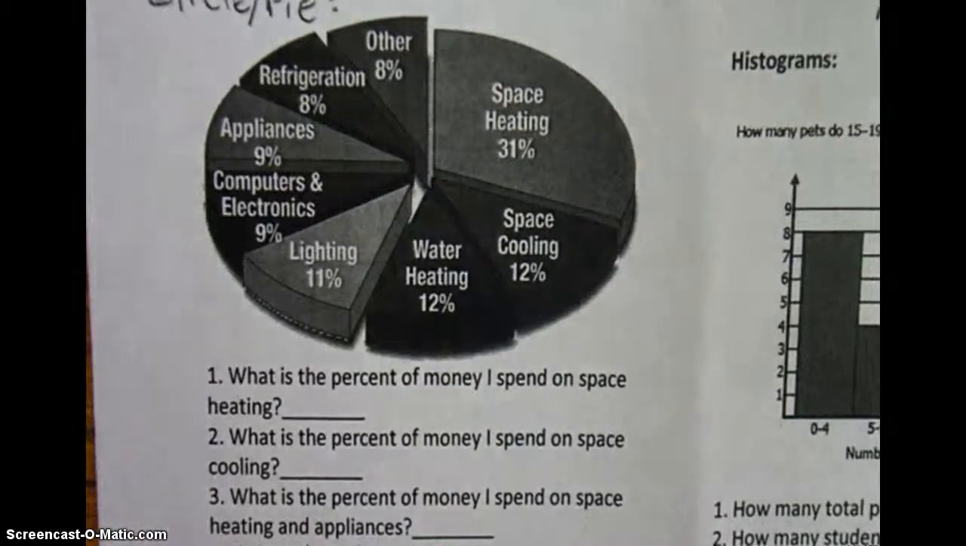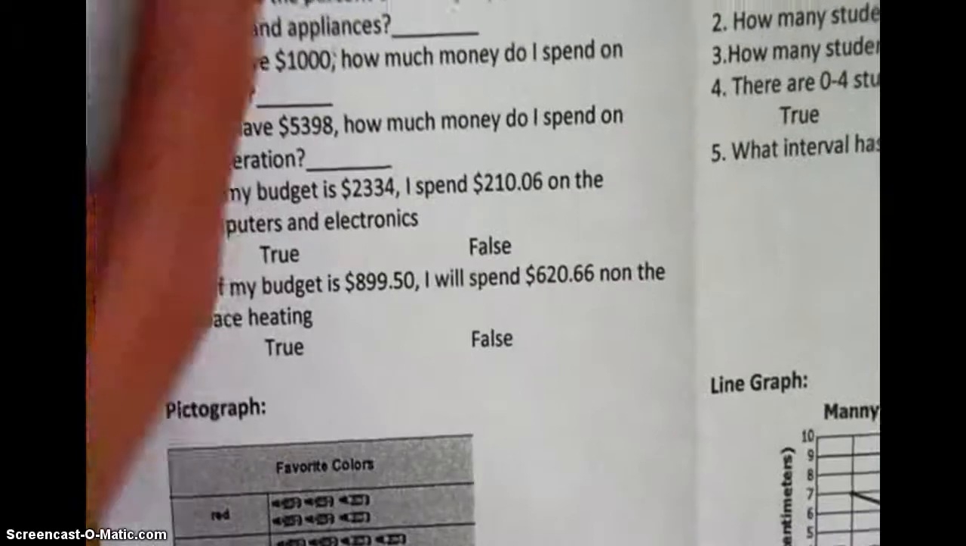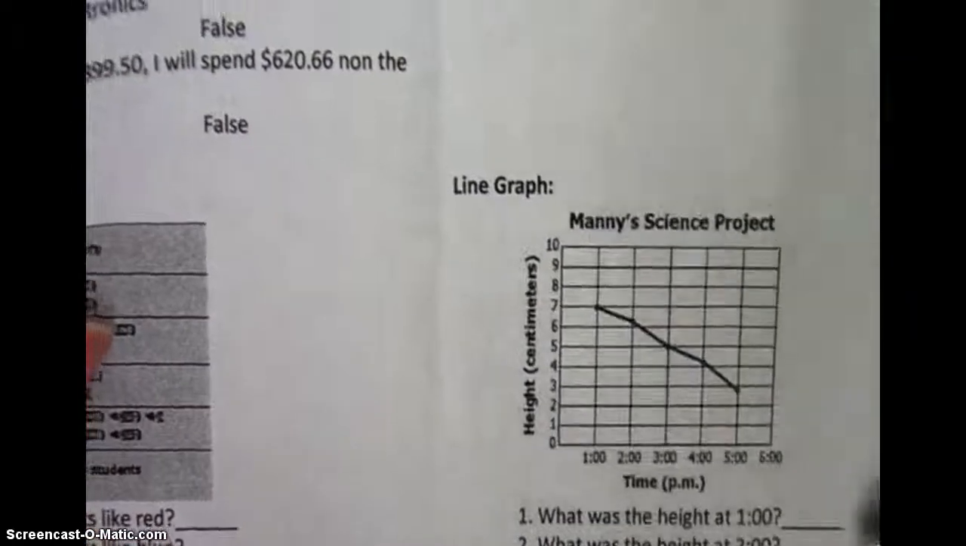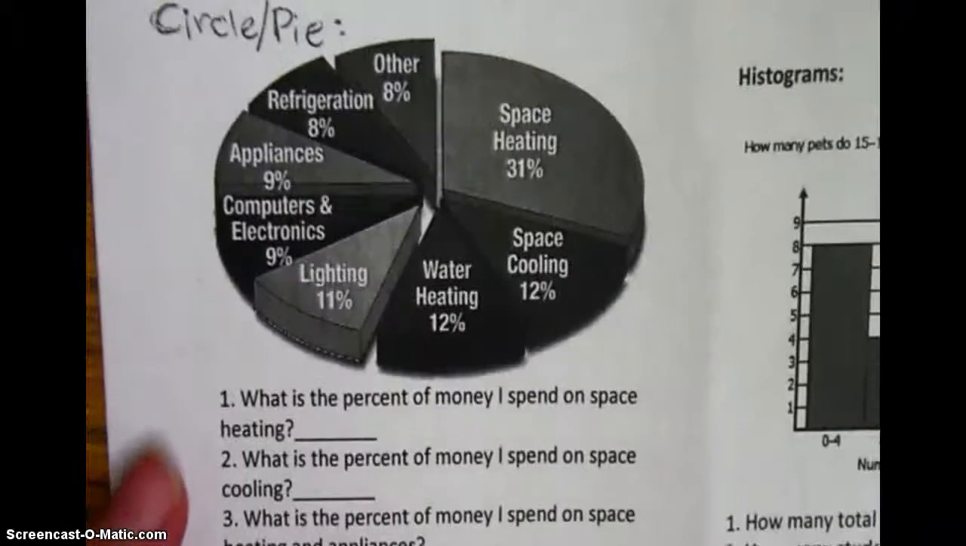So we're going to review some different graphs. We have a circle graph, a histogram, a pictograph, and a line graph. And these are all graphs that you've seen in years before. So we'll start off with a bar graph or circle graph.